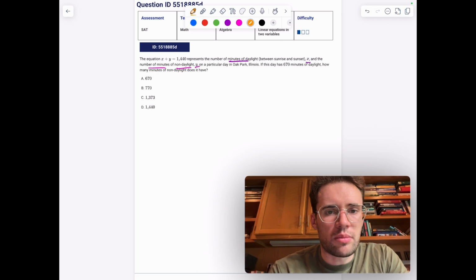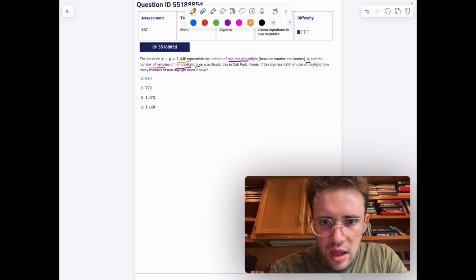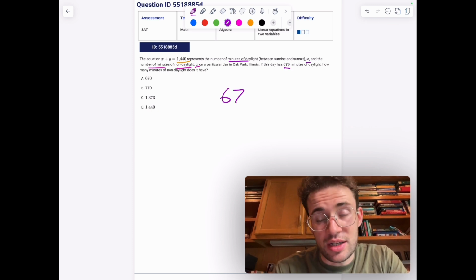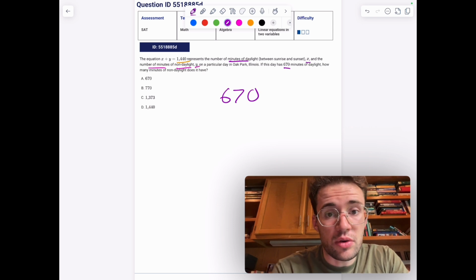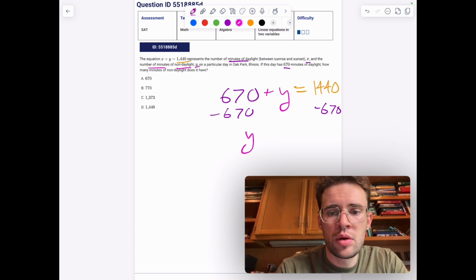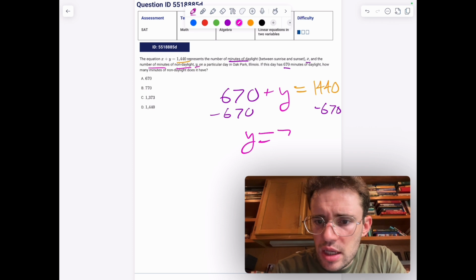Well, the total number of minutes is 1,440. They gave us the daylight, so they gave us the x. It's 670 plus we don't know what the y is. They'll add up to the total. And then you just have to solve for y. You do that by subtracting 670 from both sides to get the y alone. And what would it be? 70? I think it's 770.